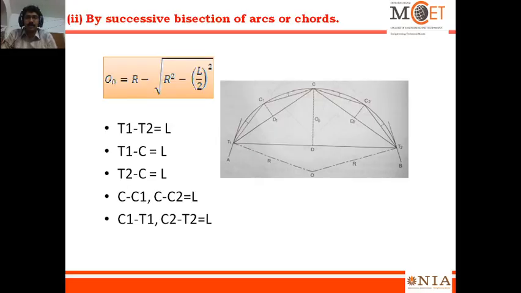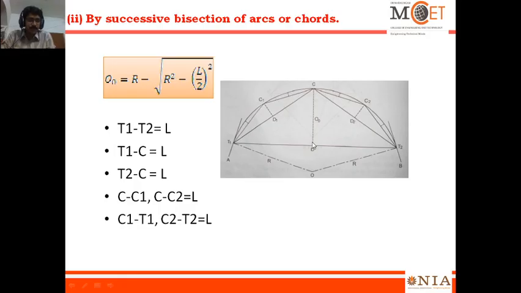The second one is by successive bisection of arcs or chords. See, when we need to set the curve, this is the tangent which is going to be produced and going to meet somewhere else at the intersection point I or V, the tangent B, right? So this is the T1 point, this is the T2 point, this is the curve to be set, and this is the exact midpoint C of the curve.